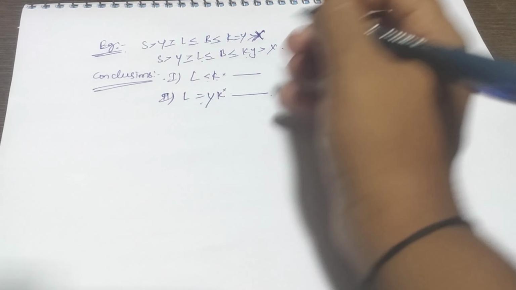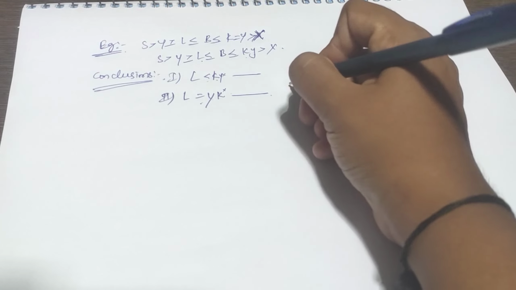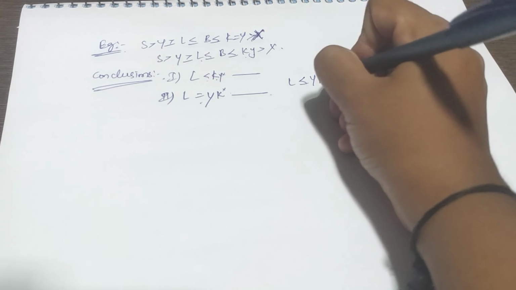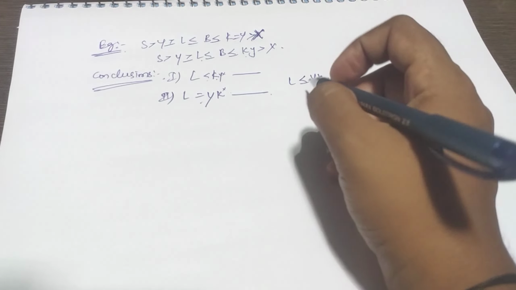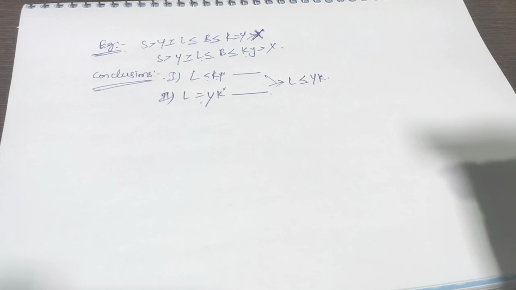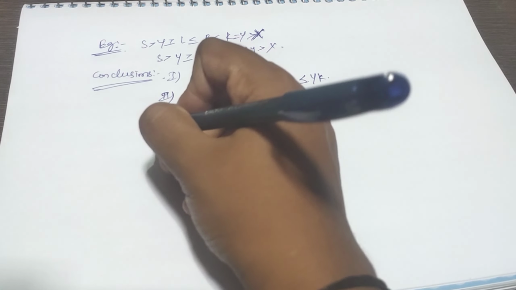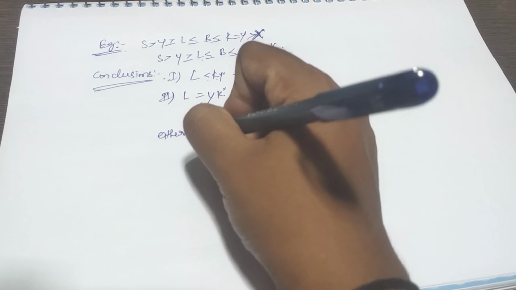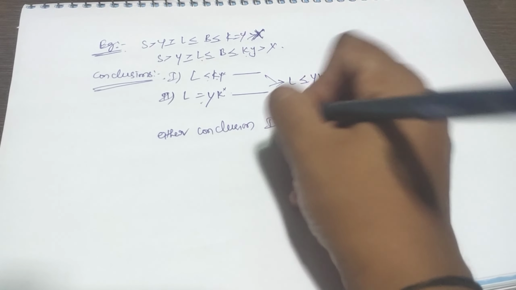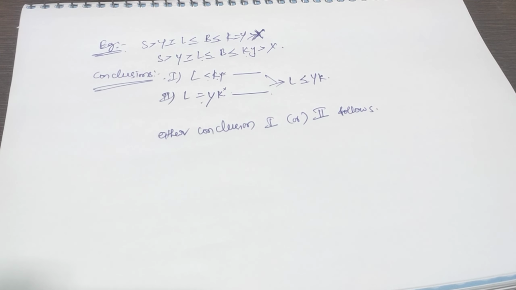Then by combining these two statements, what we get is L is less than or equals to Y and K, right? So with this type of questions, what we have to do is go with the option either conclusion 1 or 2 follows, right? So here what is the answer? Either conclusion 1 or 2 follows. Got it? So these are the cases where we have to go with the conclusion either 1 or 2 follows.